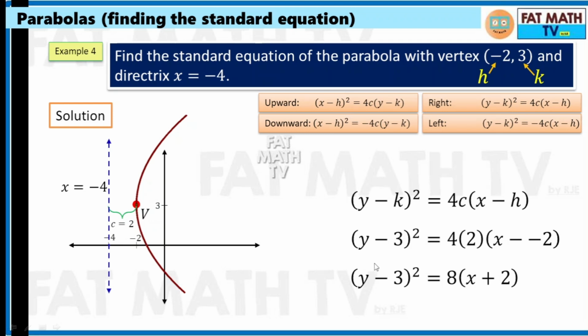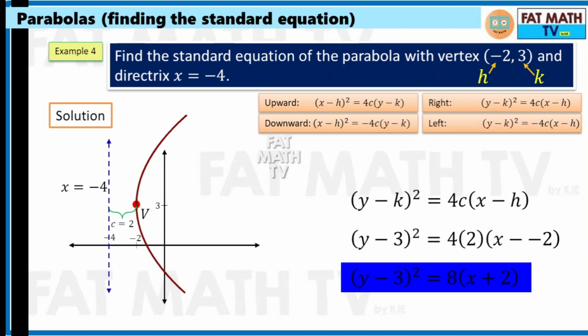So the standard equation of the parabola with vertex negative 2, 3 and directrix x equals negative 4 is y minus 3 squared equals 8 times x plus 2.